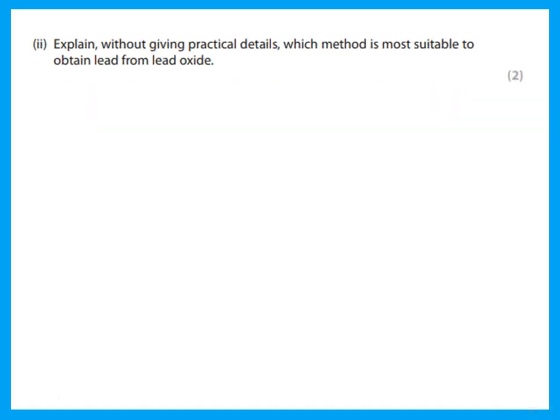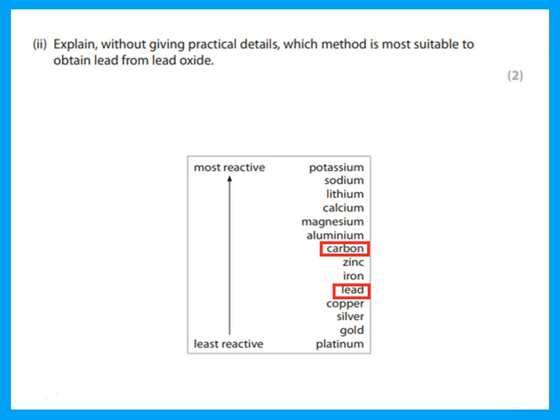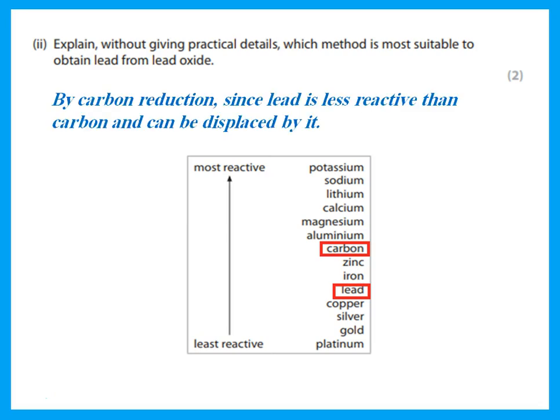Explain without giving details which method is most suitable to obtain lead from lead oxide. Now I look for where is lead compared to carbon. Well, lead is less reactive than carbon, so I can react carbon with lead oxide, so that means I can get it by reduction with carbon. This is because lead is less reactive than carbon and it can be displaced by carbon.